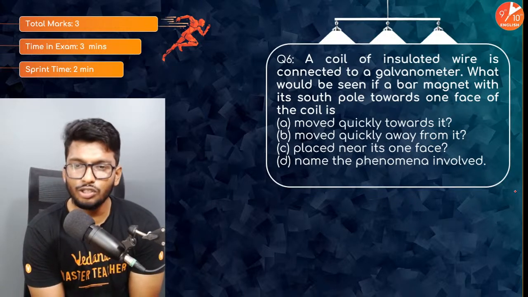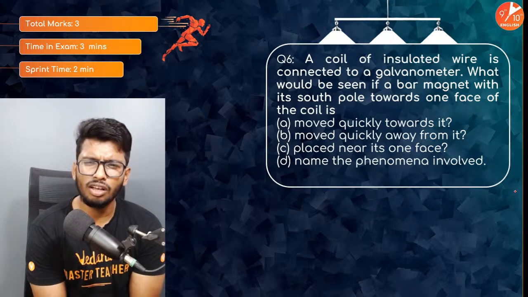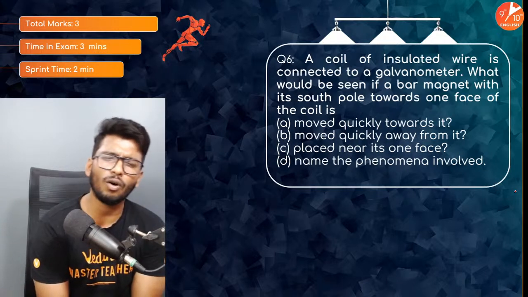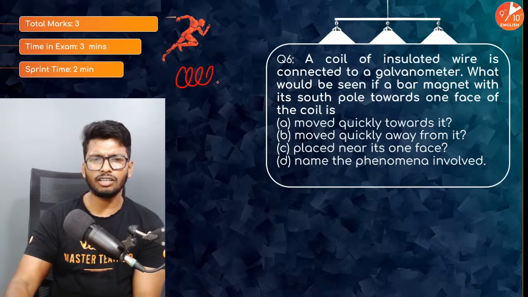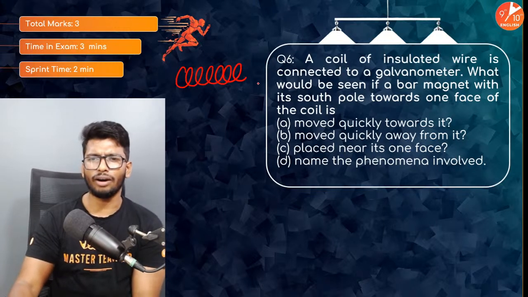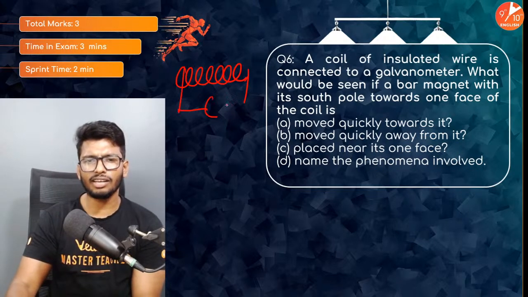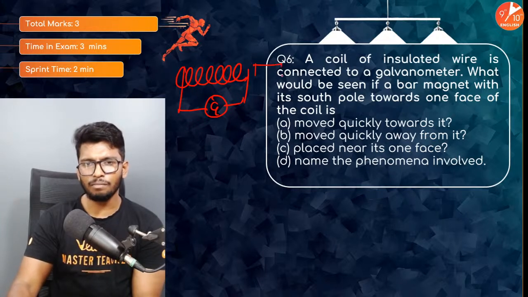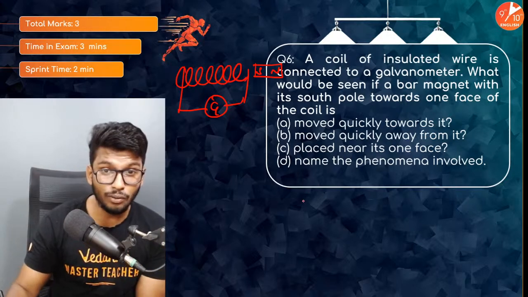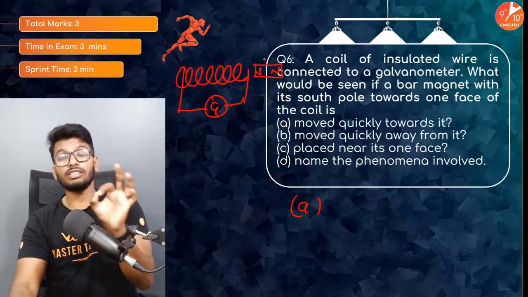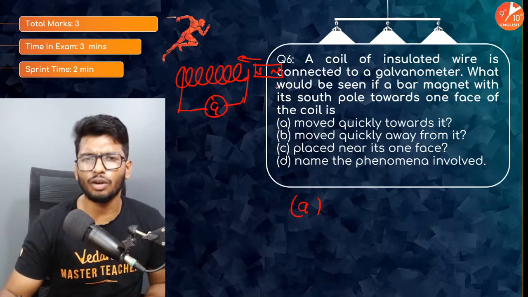Alright, what would be seen if a bar magnet with its south pole moves towards one face of the coil? You have a simple insulated solenoid, an insulated coil of copper wire, connected to a galvanometer. You have a bar magnet, and the side facing the coil is the south pole. Now the first part of the question is, if you move this magnet quickly towards the solenoid, what would happen in this case?